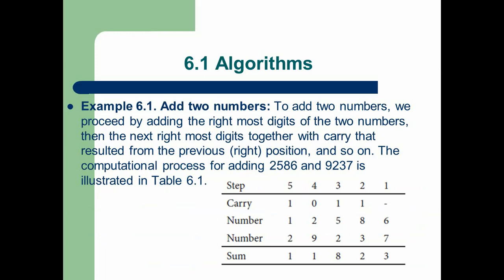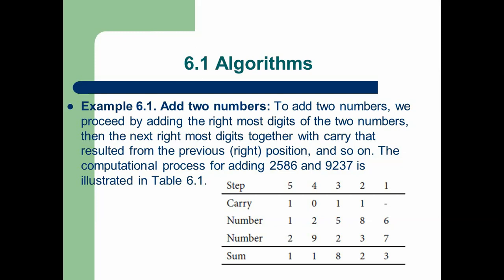The next topic is an example for an algorithm. For example, if you want to add two numbers, say 2586 plus 9237, this is a problem called a sum computation. For that problem, how can we create an algorithm? To add two numbers, we proceed by adding the rightmost digits of the two numbers. This is the first step of the algorithm. Then the next rightmost digits together with the carry that resulted from the previous right position, and so on. The computation process for adding 2586 and 9237 is illustrated.